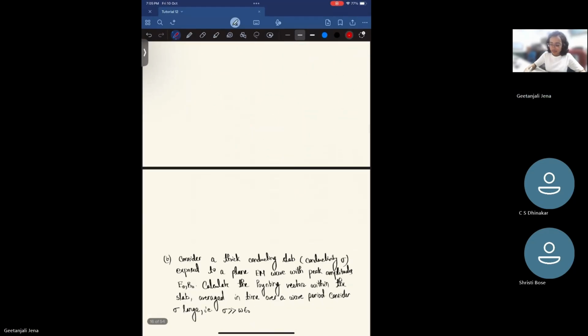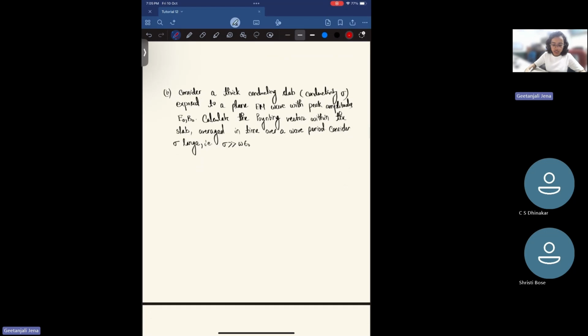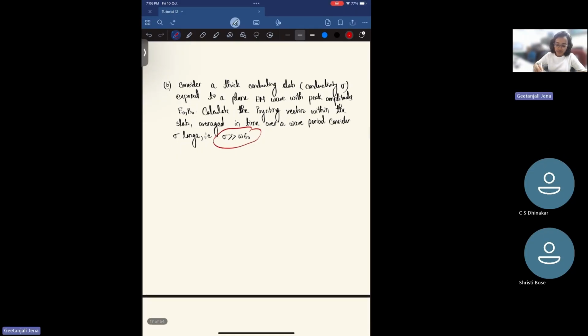For the B part, it is telling: consider a thick conducting slab of conductivity sigma exposed to a plane electromagnetic wave with peak amplitude E naught and B naught. So you have that conducting material. Now you are exposing it to a plane electromagnetic wave. Calculate the Poynting vector within the slab and calculate the average in time over a wave period. Consider sigma is very large, so it is a highly conducting material. This condition is also given.